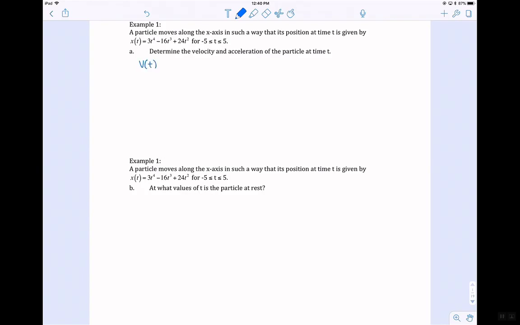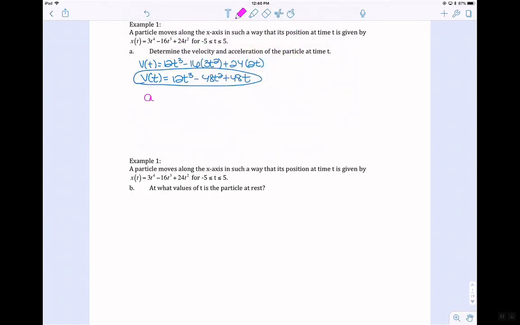So v of t is equal to 12t cubed minus 16 times 3t squared plus 24 times 2t. Okay, so v of t is 12t cubed minus 48t squared plus 48t. So there's my velocity equation.